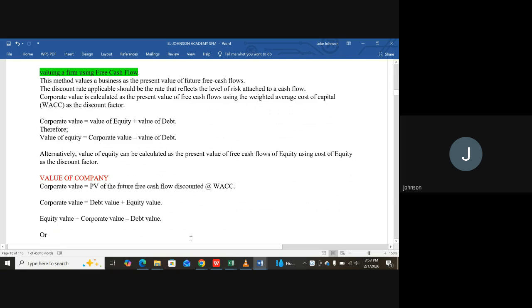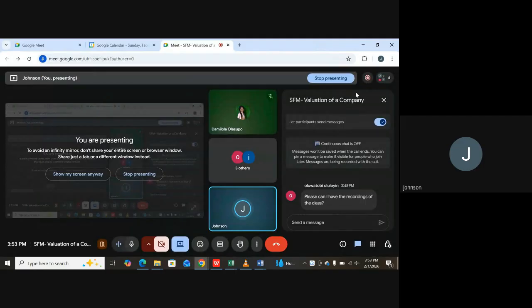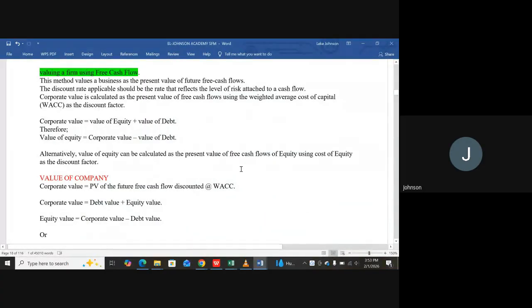The next thing we are going to look at is valuing a firm using the free cash flow. Before we do that, I needed to check whether we are recording. Okay, we are recording the class. So quickly, just give me 2 minutes and I will be right back to explain this to you. While I'm away, try and read it and digest what is here.